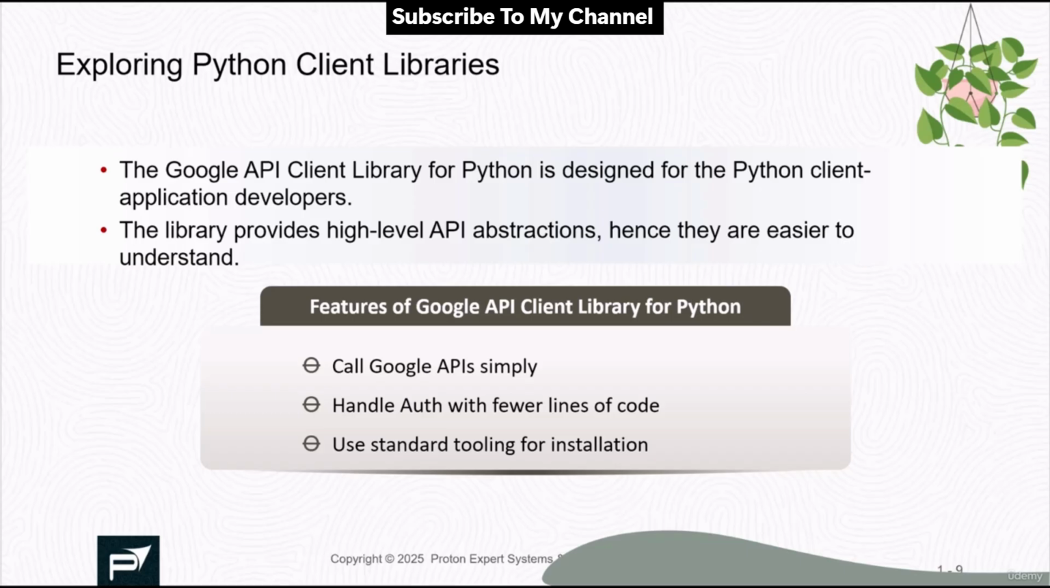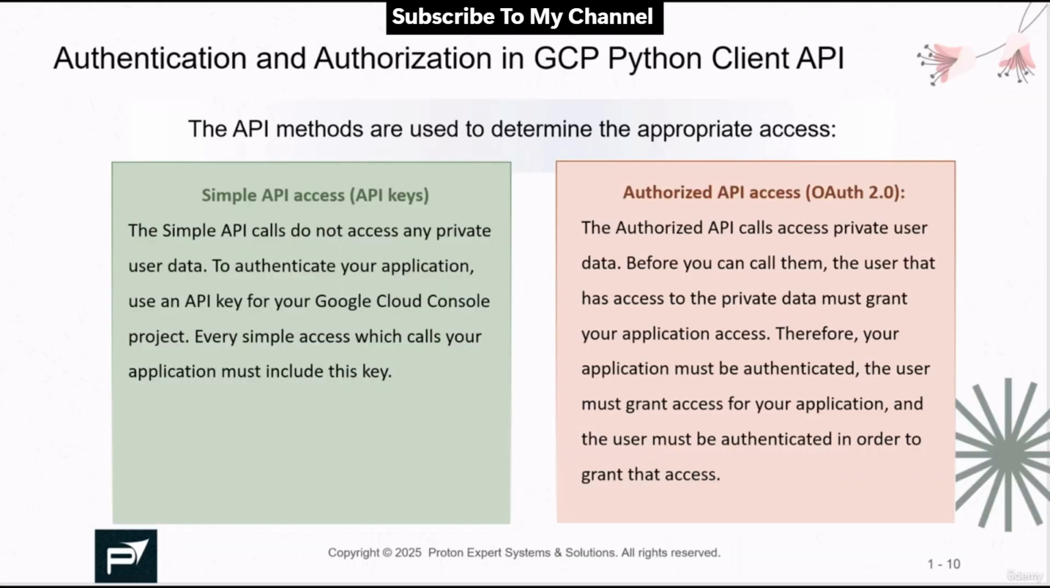The second method is Authorized API Access. The authorized API calls access private user data. Before you can call them, the user that has access to the private data must grant your application access. Therefore, your application must be authenticated. The user must grant access for your application and the user must be authenticated in order to grant the access. Let's have a look on the steps to execute an application using the Python libraries.